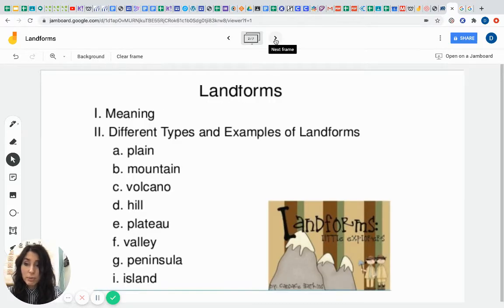The first thing that we need to do is be aware of the meaning of the word landform. We need to learn our vocabulary. We need to understand what plains, mountains, volcanoes, hills, plateaus, valleys, peninsulas, and can't forget islands. We need to know what those things are that surround us so that we can talk about them and we can learn about them and understand how fossils were developed because of these different landforms.